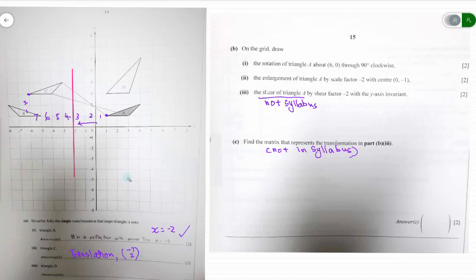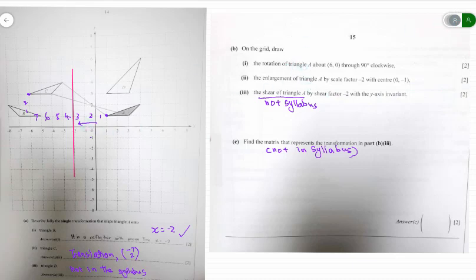So A to D basically is stress, okay, or shear, which is not in the syllabus. Okay, now next we want to talk about rotation of A.